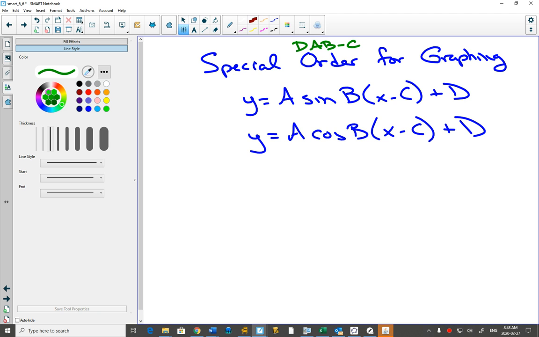and that shortcut I call DAB C. Why is it called DAB C? Because you actually start with the d value, which is completely different than transformations. But what does your d value do? It moves it up and down. What is the only thing that gets changed by moving things up and down? The sinusoidal axis.